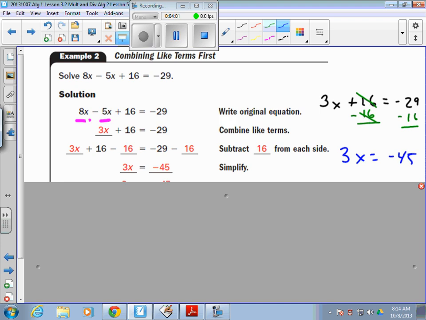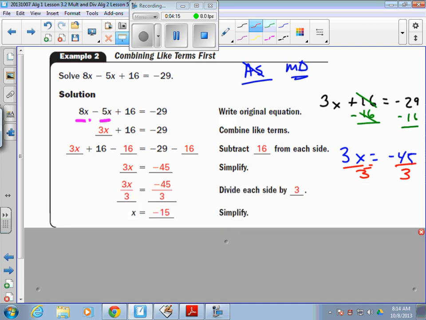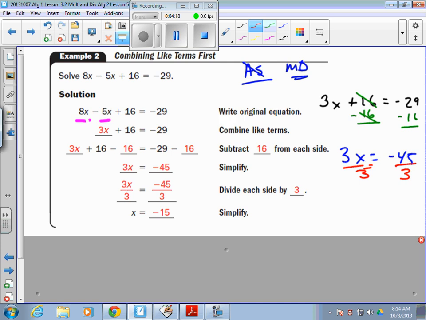Then undo 3 times something, because now you did your addition and subtraction. You're looking for any multiplication and division now. So it says 3 times something. Undo that by dividing by 3. And do the same thing to the other side. Negative 45 divided by 3 is negative 15.